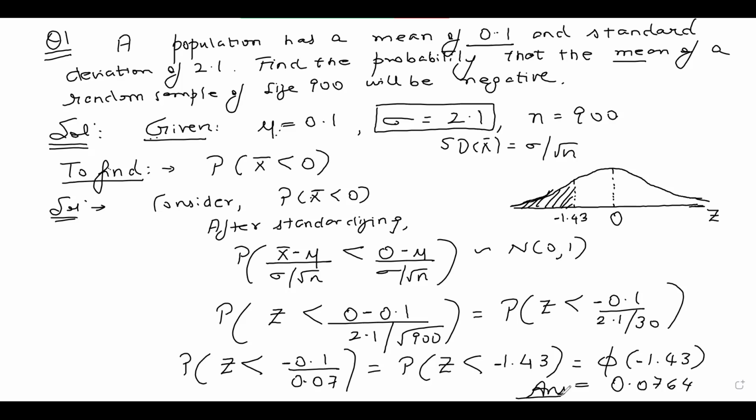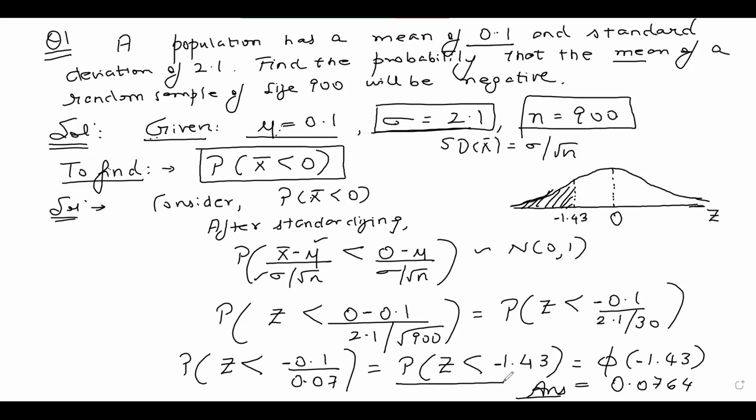Okay, so I hope students have understood how we have solved it. We were given population mean, we were given the population standard deviation, we were given the sample size. We had to find the probability of X bar taking the value less than 0. I standardize on both sides by subtracting the mean and dividing by the standard deviation of X bar. I put in the values, I get probability of Z less than negative 1.43. From the table, it's everything to the left of negative 1.43, which is phi of minus 1.43, and phi of minus 1.43 is 0.0764.